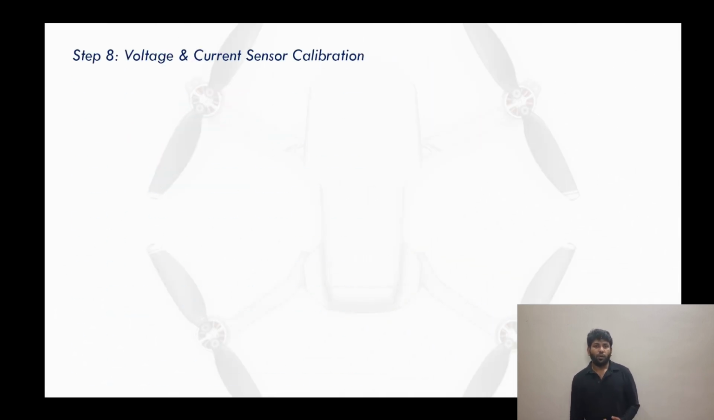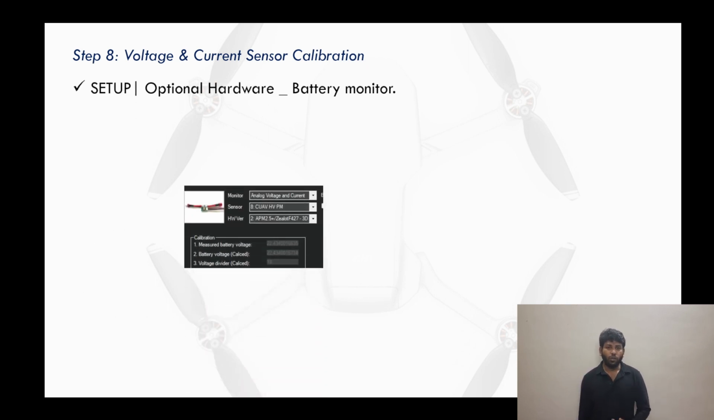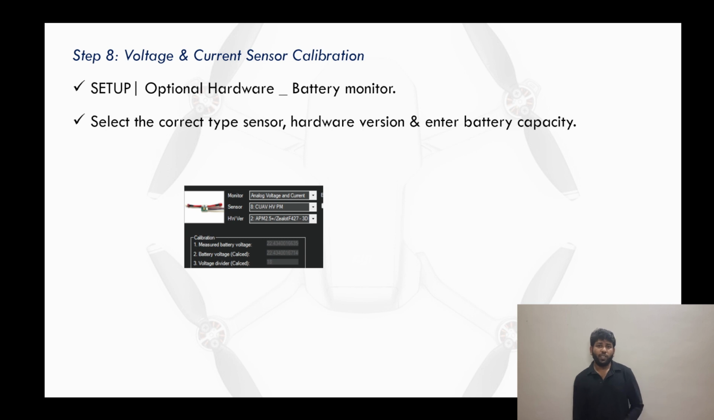Step 8. Voltage and current sensor calibration. Go to the Setup menu and navigate to Optional Hardware, then select Battery Monitor. Choose the current sensor type and hardware version from the available options. Also update the accurate battery capacity information.